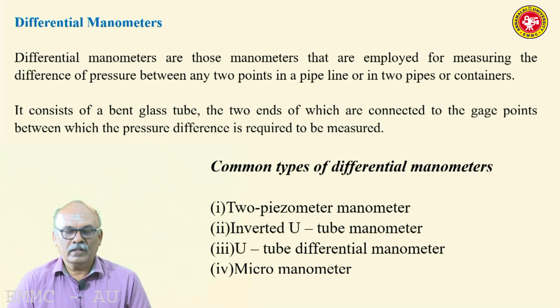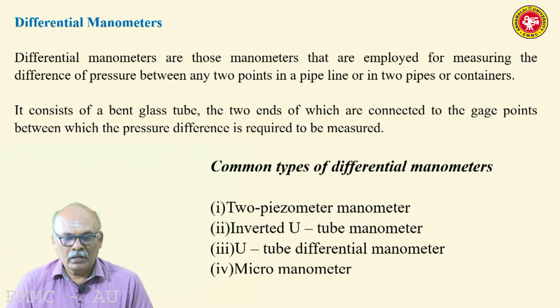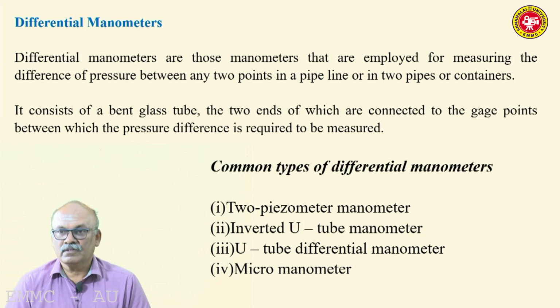Differential manometers are those manometers which are employed for measuring the pressure difference between any 2 points in a pipeline or in 2 pipes or containers. The basic construction of a differential manometer is that it consists of a bent glass tube, the 2 ends of which are connected to the gauge points between which the pressure difference is required to be measured.